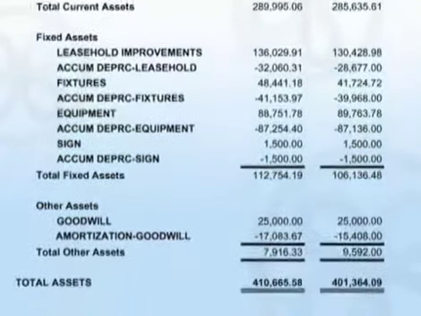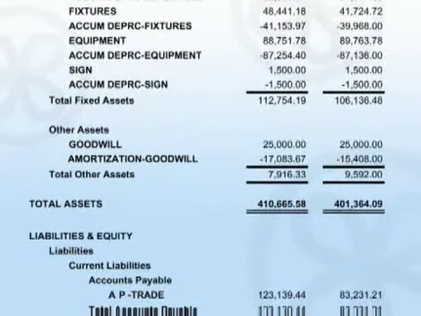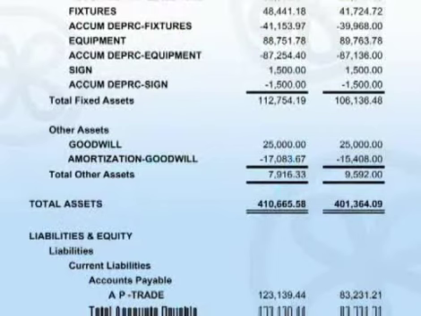Other assets, there's goodwill. We've been in this location, for example, for 30 years, and we have naturally built a great reputation and goodwill. And when you buy a business, that's part of a formula. And we have that listed as $25,000 on this statement. Total assets, for our example, are $410,000 versus $401,000.